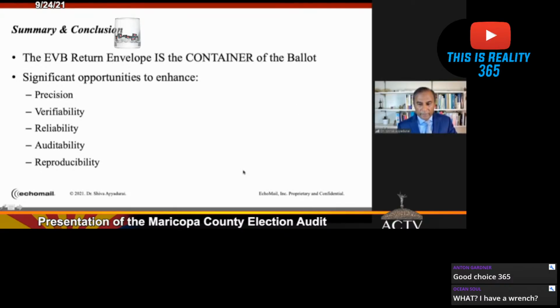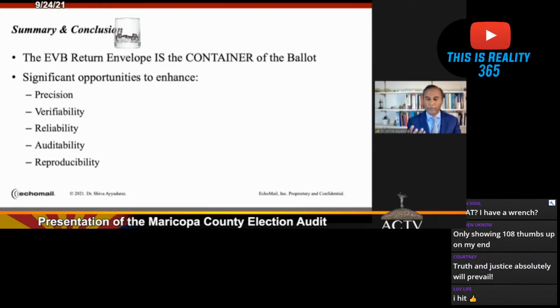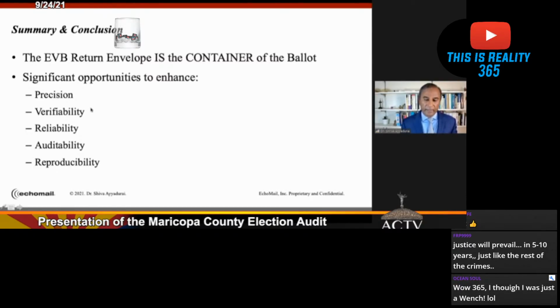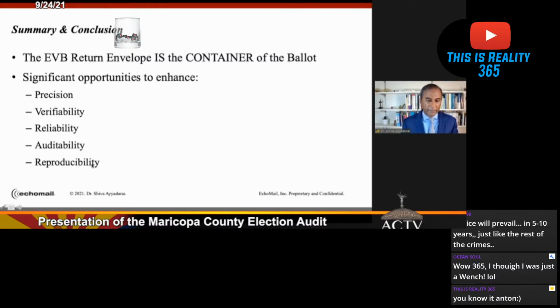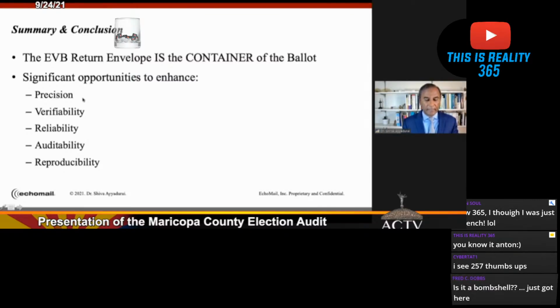In conclusion, as I started this conversation, the EVB return envelope is a container of the ballot. It's a very important thing. If you think about the human body as a system, your skin is what contains you. That envelope is what contains these ballots, a very, very important part. So there are significant opportunities to enhance precision, verifiability, reliability, auditability, and reproducibility. In the world of engineering systems, we call these properties. And these anomalies give us a wonderful opportunity to enhance at least these 5 attributes.